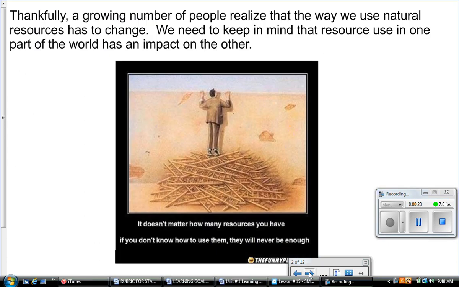Thankfully, a growing number of people realize that the way we use natural resources has to change. We need to keep in mind that resource use in one part of the world has an impact on the other. And while the picture of this gentleman having no grasp of how he can make use of a ladder to help him see what's beyond this wall, it doesn't matter how many resources you have. If you don't know how to use them, there will never be enough. And that is a very true statement.